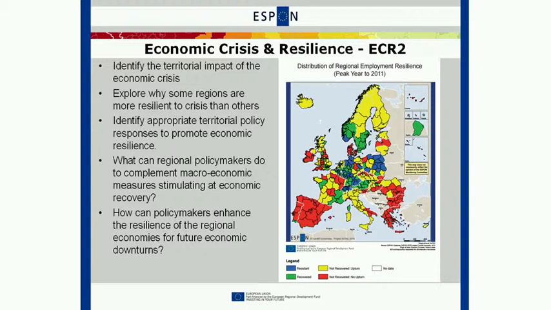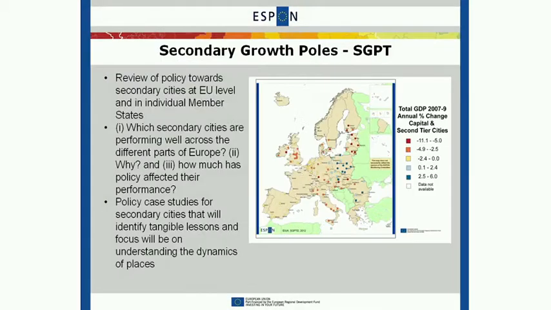You can see the main objectives: identify the territorial impact of the crisis, explore why some regions were more resilient to the crisis than others, identify appropriate territorial policy responses, so through case studies to understand how different regions responded and coped with the crisis. And this was developed into an evidence brief, a territorial observation, which has the main findings in terms of its relevance for policymakers in particular.